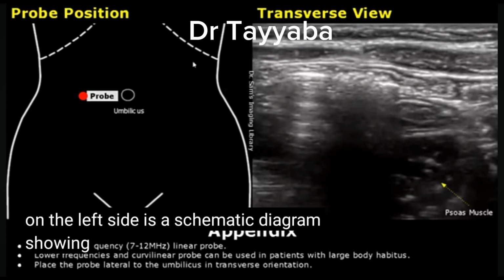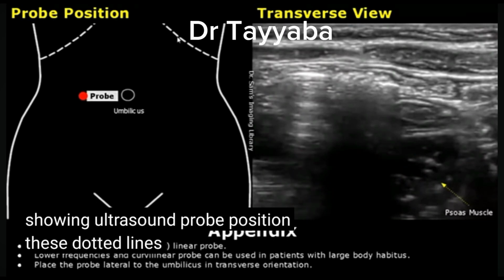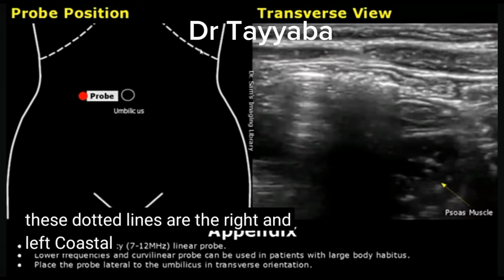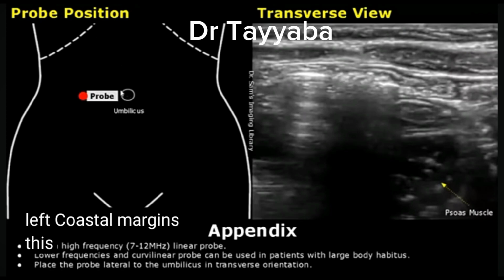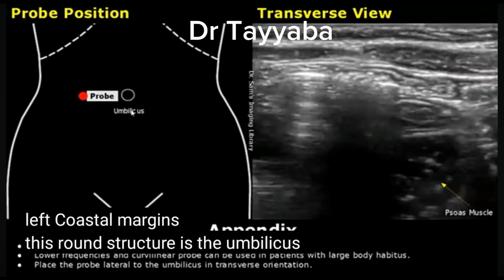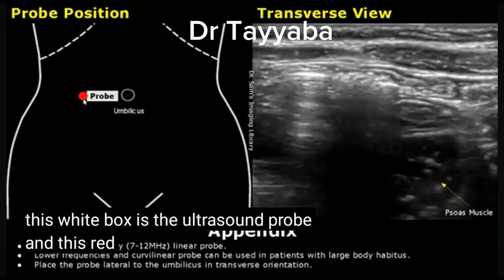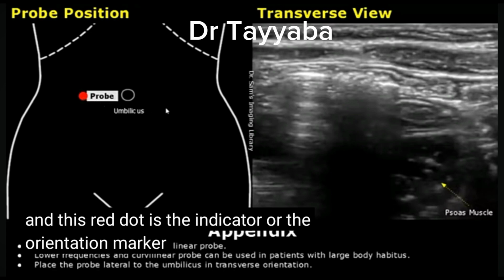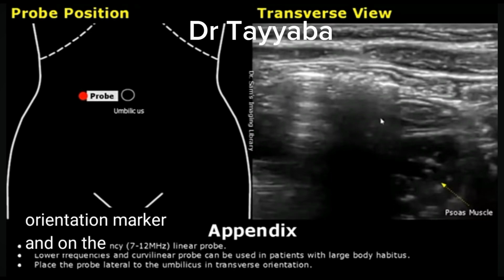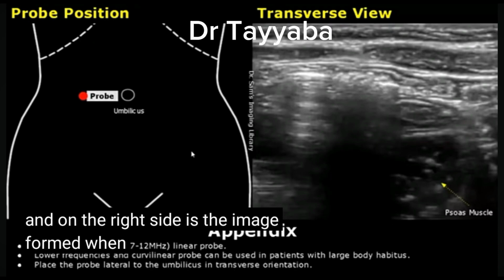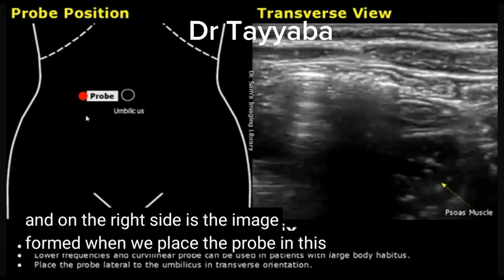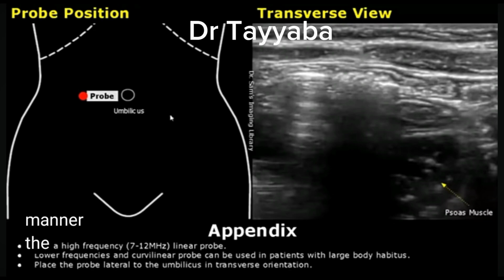On the left side is a schematic diagram showing ultrasound probe position. These dotted lines are the right and left costal margins. This round structure is the umbilicus. This white box is the ultrasound probe. And this red dot is the indicator or the orientation marker. And on the right side is the image formed when we place the probe in this manner.